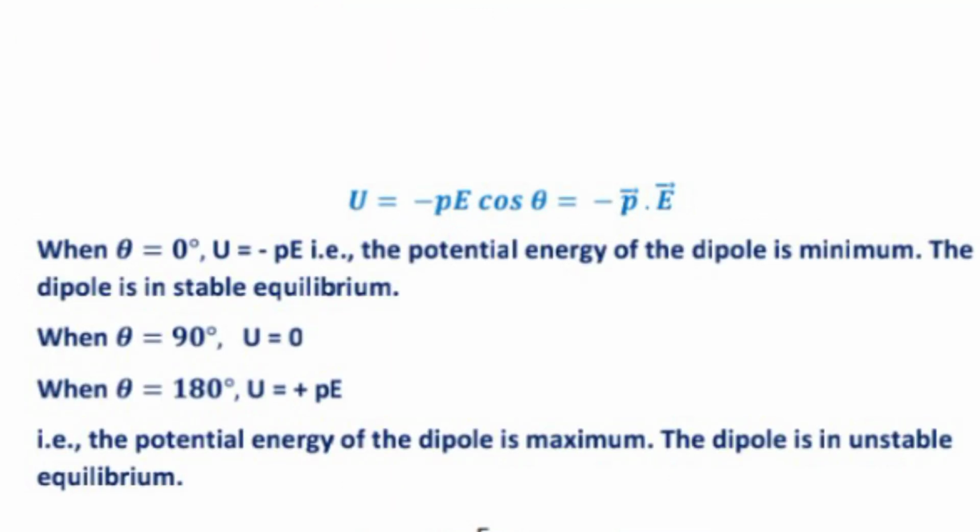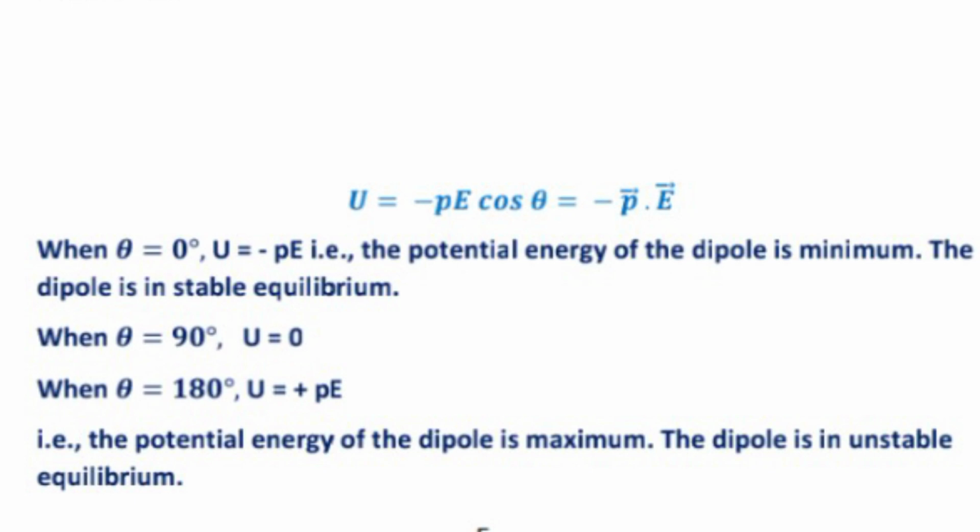There are some certain cases. In the first case, if theta is 0, then U equals minus pE. That is, the potential energy of the dipole is minimum, and the dipole is in stable equilibrium. The second case is theta is 90 degrees, then U will be 0. And the third case is theta is 180 degrees, then U will be positive, plus pE, meaning that the potential energy of the dipole is maximum, and the dipole is in unstable equilibrium.